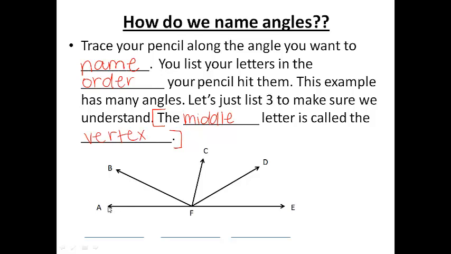So the first angle we're going to look at is right here. Where do we start? We started at A. And then we hit F, and now we're going to go up to D. So this angle is going to be A to F to D. So this angle is going to be called angle. Remember, this is your sign for angle. Angle AFD. Really simple, right?